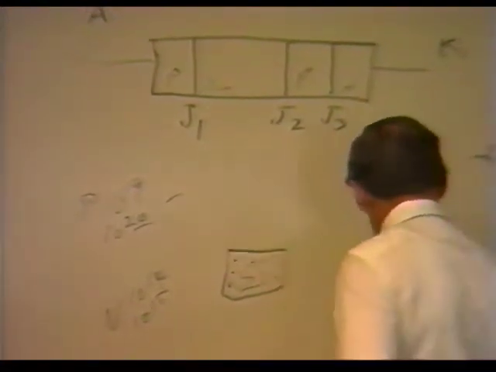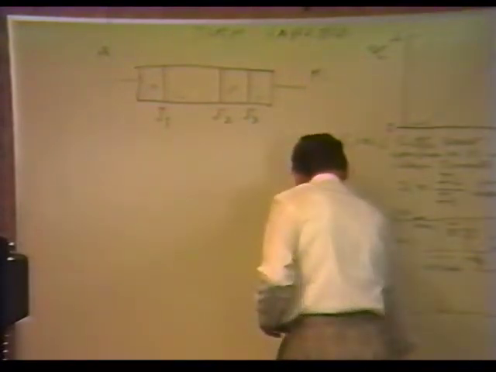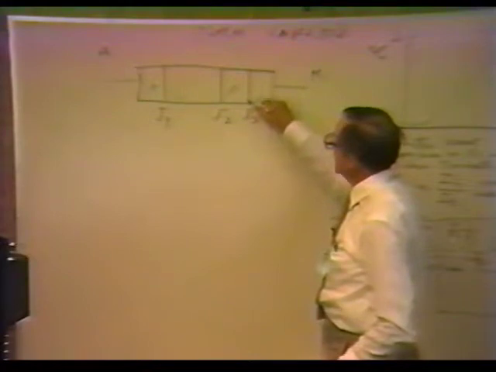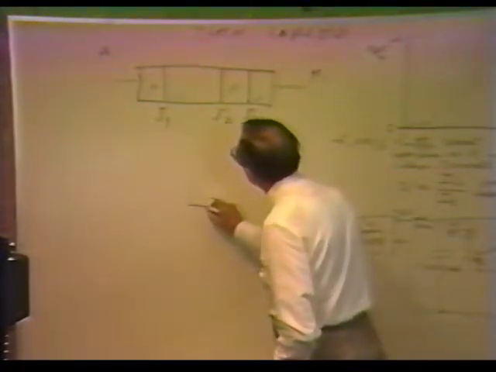Okay, now let's talk about blocking. We have 3 junctions, and I'll show you the biasing in a minute, but let's talk just for a second on a diode.